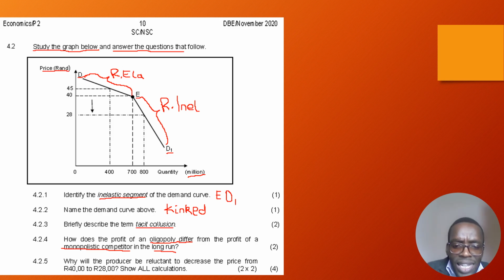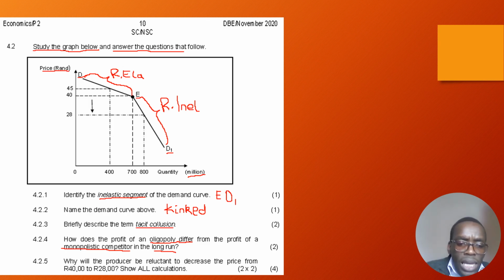So in this case now, we are saying what is the difference between oligopoly profits and monopolistic profits in the long run? We are saying oligopolies make economic profits in the long run, while monopolistic competitors make normal profits in the long run. So that is the answer that I was expecting from you.